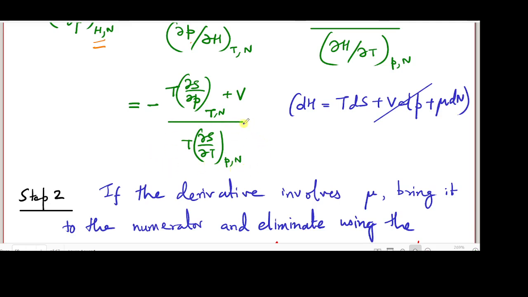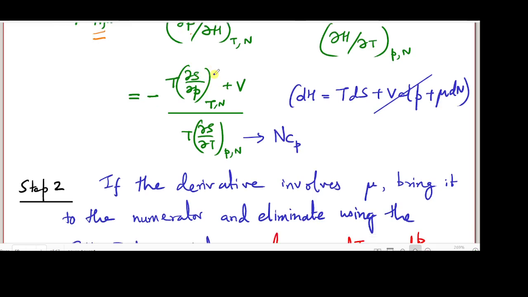T del S del T at constant P, N. Here we did not have to supply an extra T because it's already there. This is nothing but heat capacity at constant pressure, capital N times small cp. Small cp is the molar heat capacity. But this del S del P at constant T, N is something you can reduce using Maxwell's relations.